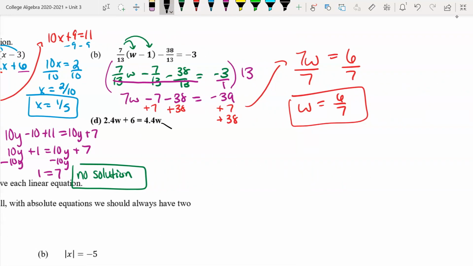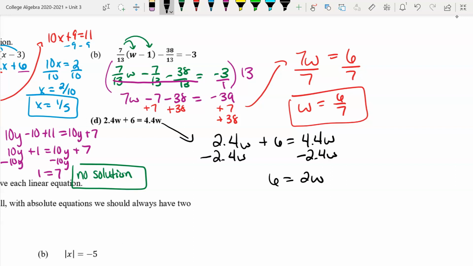Okay? This one, 2.4w plus 6 equals 4.4w. They try to scare you a little bit when they throw in some decimals. Just go ahead and move your w's to one side. Ends up being 2w, so then I would divide by 2. W equals 3. Hopefully you've done most of this stuff in algebra. It's just now it's a little bit tougher because they throw in fractions and decimals. All right, so that's 4 examples of solving just regular equations.